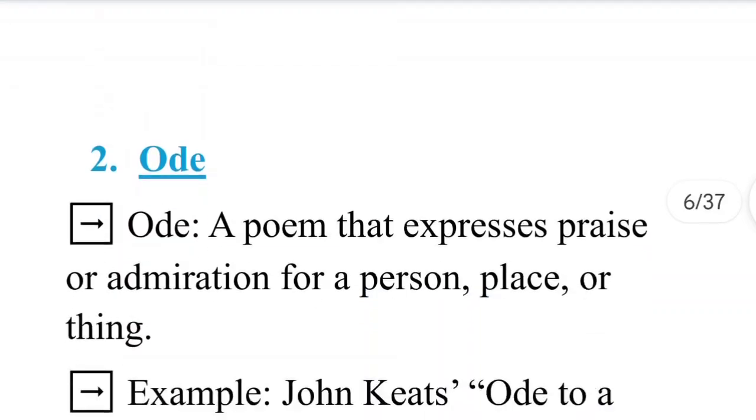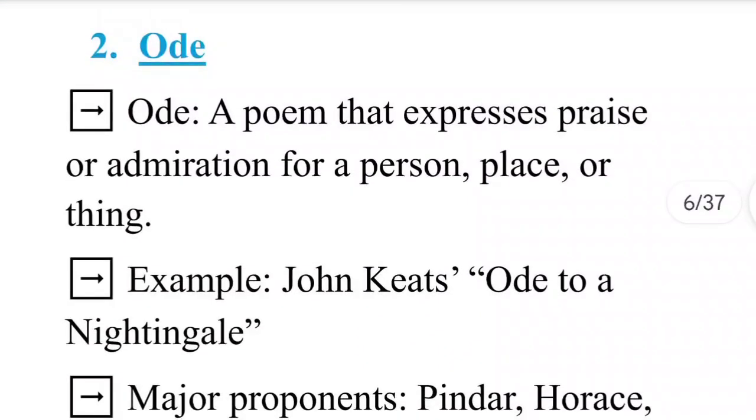As we move forward, the second type, which is ode. Ode is a poem that expresses praise or admiration for a person, place, or a thing. Yes, ode is nothing but a poem which expresses praise or admiration. If a poet wants to admire a person, a place, or a thing, or if he wants to praise that person or place or thing, he uses the form that is ode. Any praise poems or admiration poems come under ode.